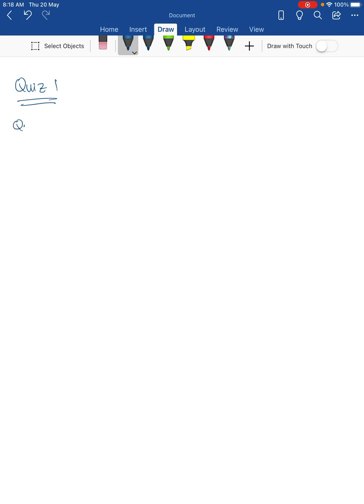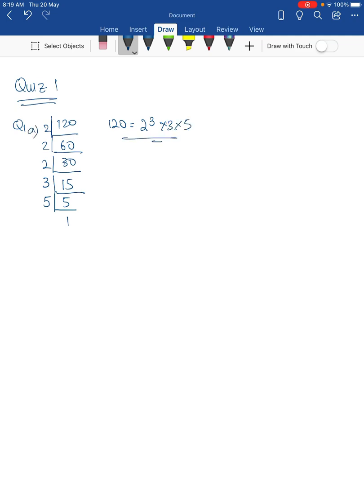Question 1, we are finding the product of prime numbers. By now you should be able to do it. Basically we are doing the division method. We just divide by 2, that will be 60, divide by 2 will give you 30, divide by 2 again 15. Then we move on to the next prime number, divide by 3, divide by 5. Therefore the answer that you should be giving should be just 2 to the power of 3 times 3 times 5. So that's question 1A.